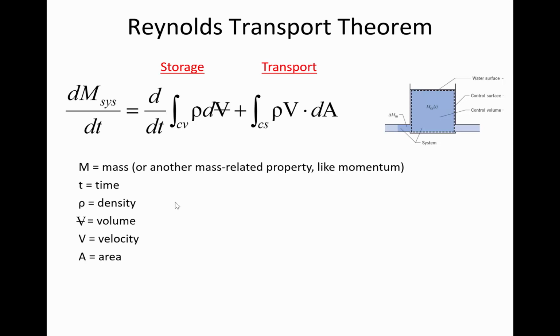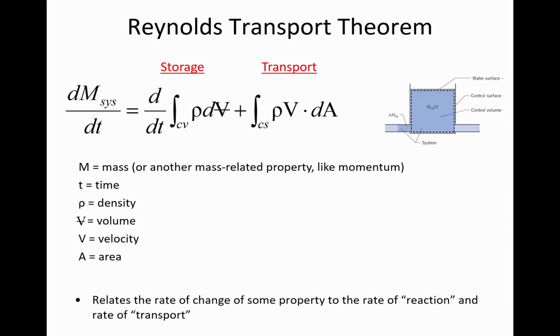So our variables here, M, of course, is referring to mass, and all of the other variables we've used before. And I'm just going to point out once again that we differentiate here between volume and velocity because we have each in the Reynolds transport theorem. But the idea is that we're going to look at the rate of change of any property related to mass, such as mass itself, as the difference between the transport and the storage.